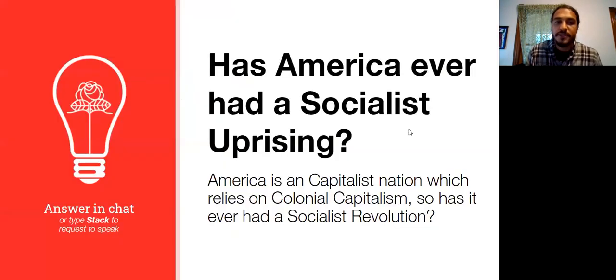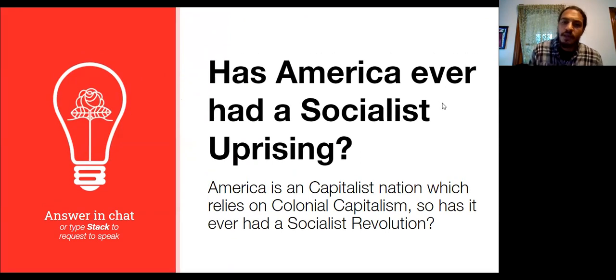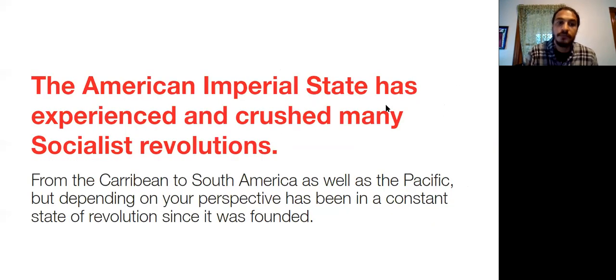Now comes the American Revolution. Here's a question for you, just to ponder. You don't actually have to answer it. But has America ever had a socialist uprising? America is a capitalist nation which relies on colonial capitalism. So has it ever had a socialist revolution? Oh, there we go. The American imperial state has, and it's crushed many of them, from the Caribbean to South America, as well as the Pacific.